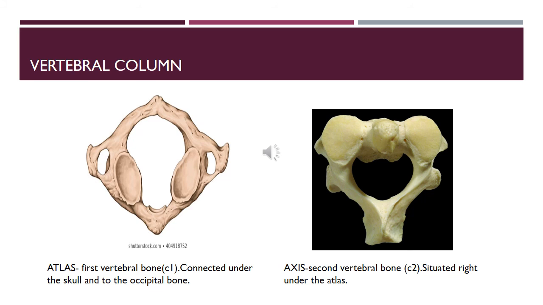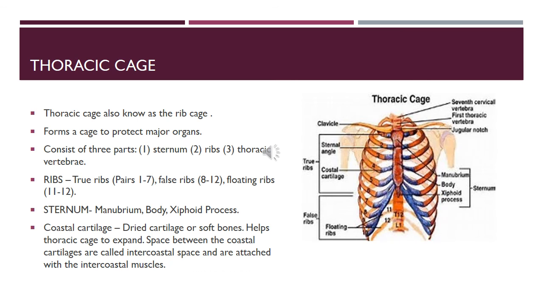This slide shows the image of the first vertebral bone, atlas, and the second vertebral bone, that is the axis. Atlas is connected under the skull to the occipital bone, while axis is situated right under the atlas.